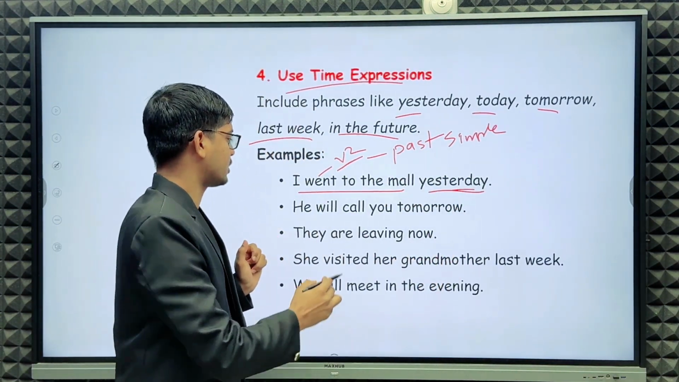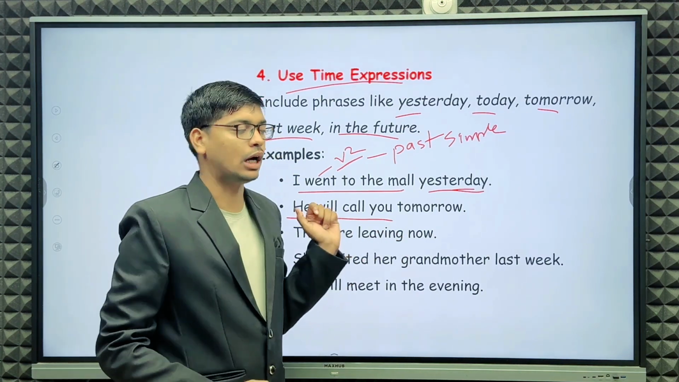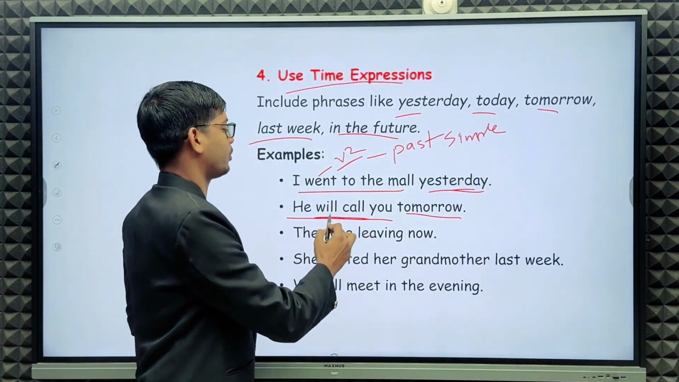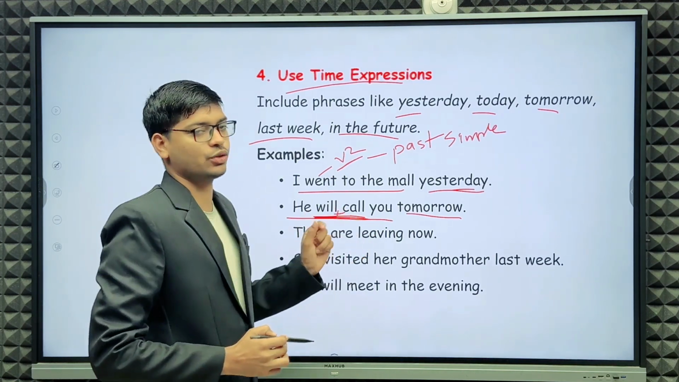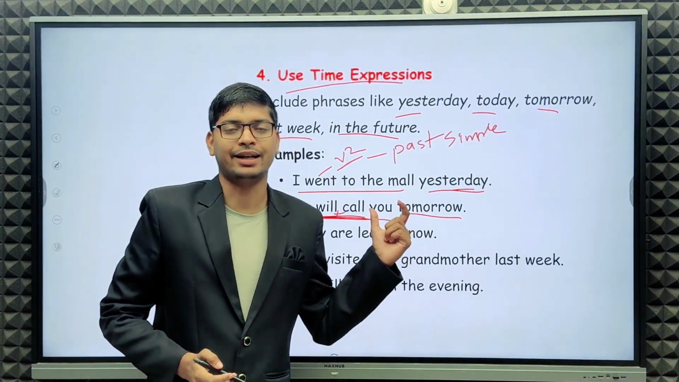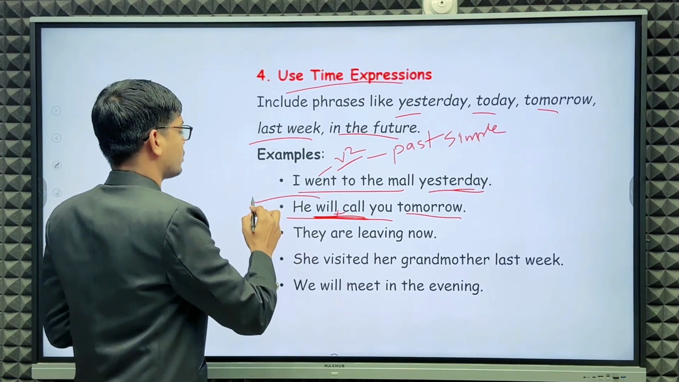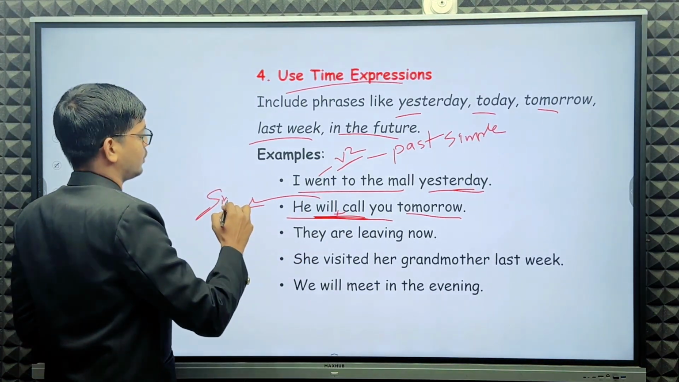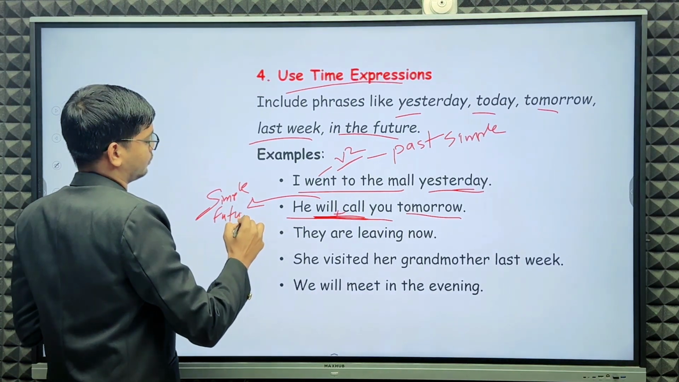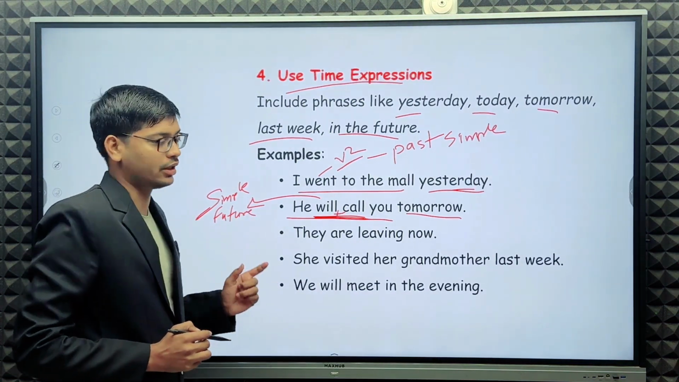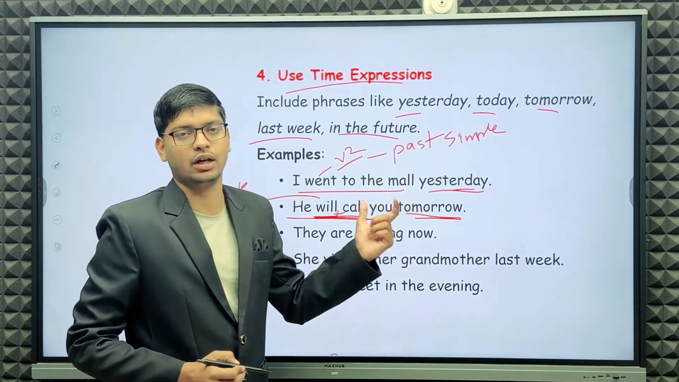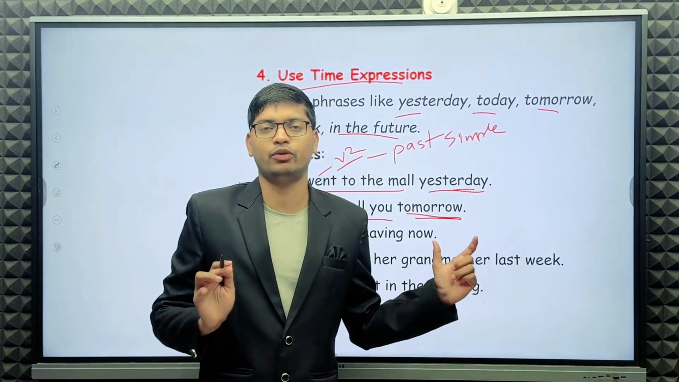Okay, next, I will call you. I will call you tomorrow. Here will call, will plus first form. So what's the tense here? What kind of tense is here? So the tense here is simple future tense. Okay, simple future tense here. And tomorrow is an adverb of time of simple future tense.